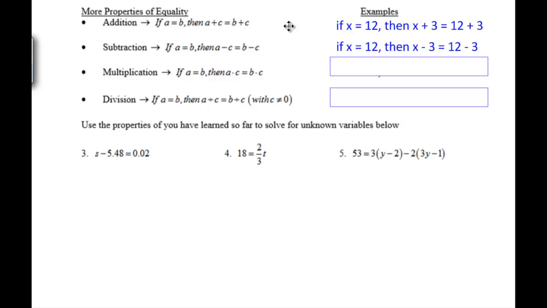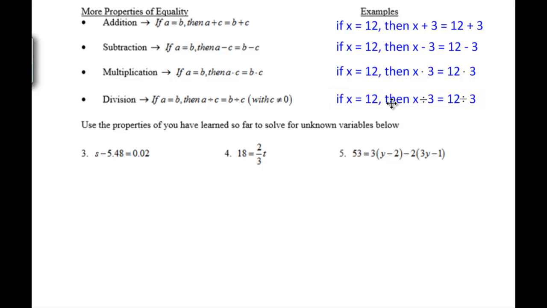Multiplication property, staying on the 12 theme. If x equals 12, then x times 3 would just simply substitute in 12 and get 12 times 3, or 36. And division, as long as we're not dividing by 0. If x equals 12, then x divided by 3 is equal to 12 divided by 3, or 4.